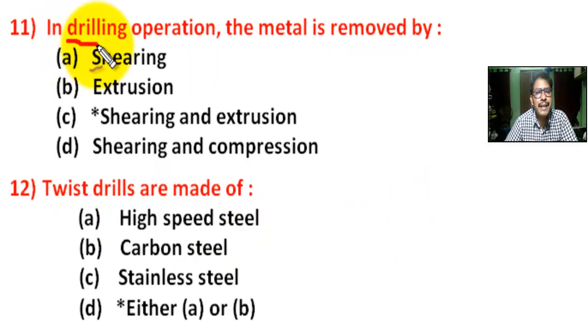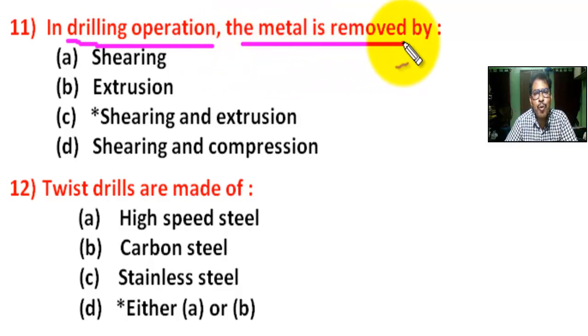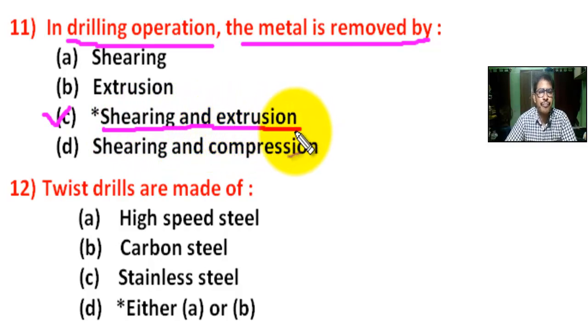Question number 11. In drilling operation, the metal is removed by, there are 4 options. Correct answer is C. In drilling operation, metal is removed by shearing and extrusion.